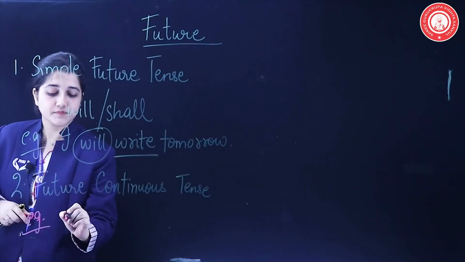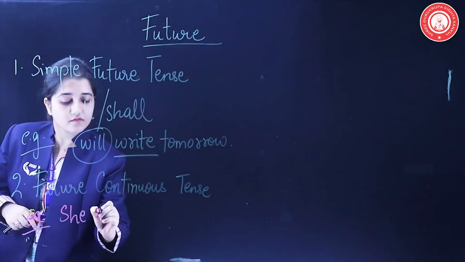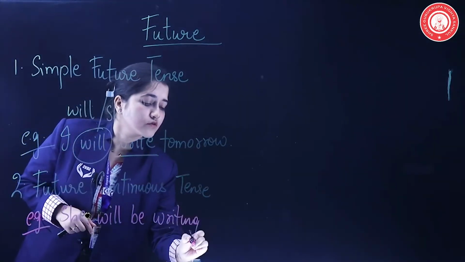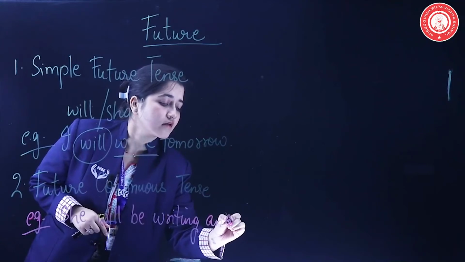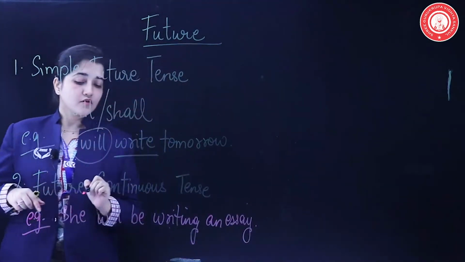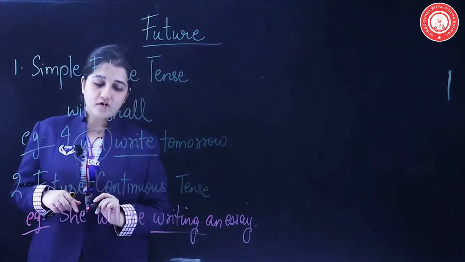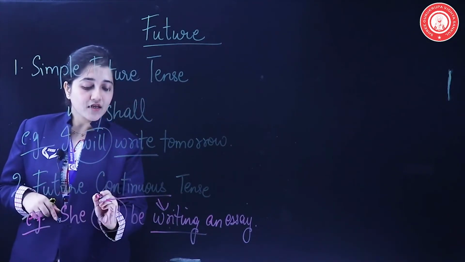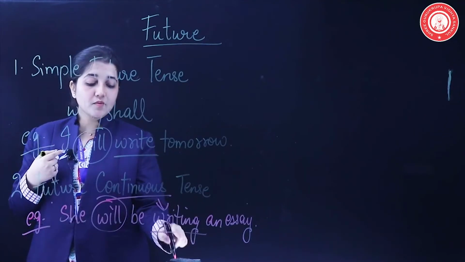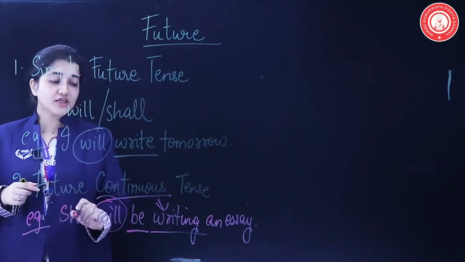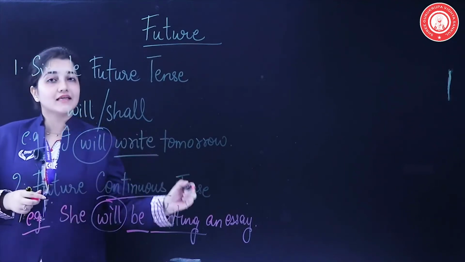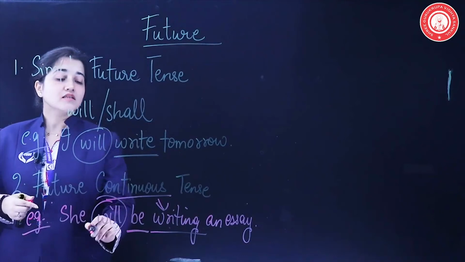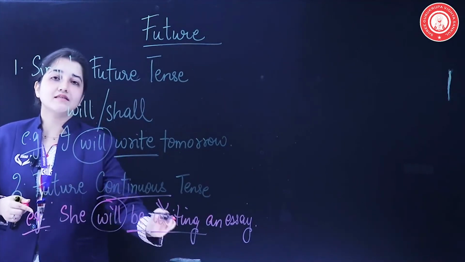Now, for example, she will be writing an essay. Here the ing form of the verb is used because it's the continuous tense, and because it's future, we are going to use will. Now to join will and the ing form of the verb, we need be. So she will be writing an essay, they will be writing an essay, I will be writing an essay. Doesn't matter what the subject is, singular or plural, the formation of the verbs will be in the same manner.